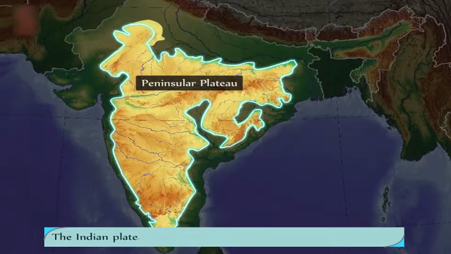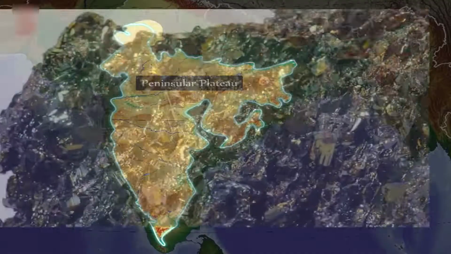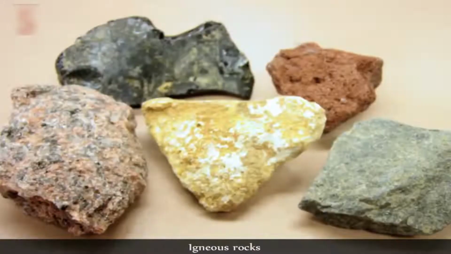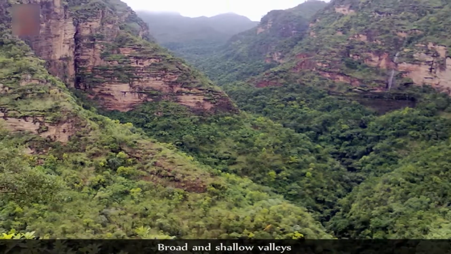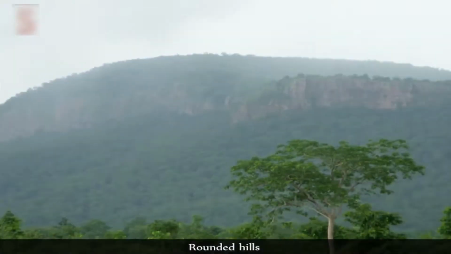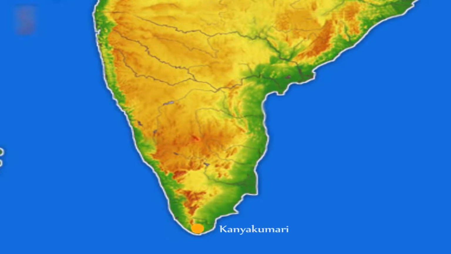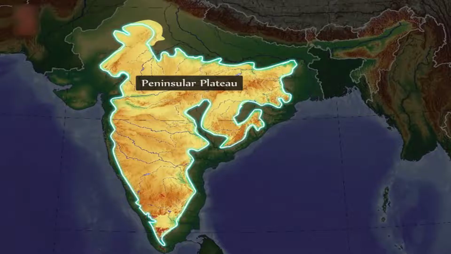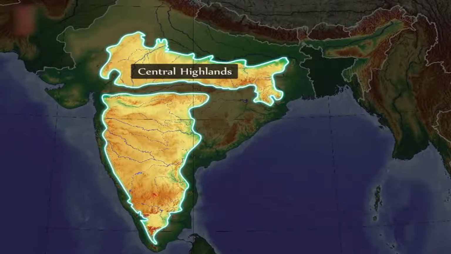The Indian Plateau is also known as the Indian Peninsular Plateau as it is surrounded by the sea on three sides. It is made up of the old crystalline, igneous and metamorphic rocks. It has broad and shallow valleys and rounded hills. The southernmost tip of this plateau is known as Kanyakumari. The plateau consists of two broad divisions, namely the Central Highlands and Deccan Plateau.